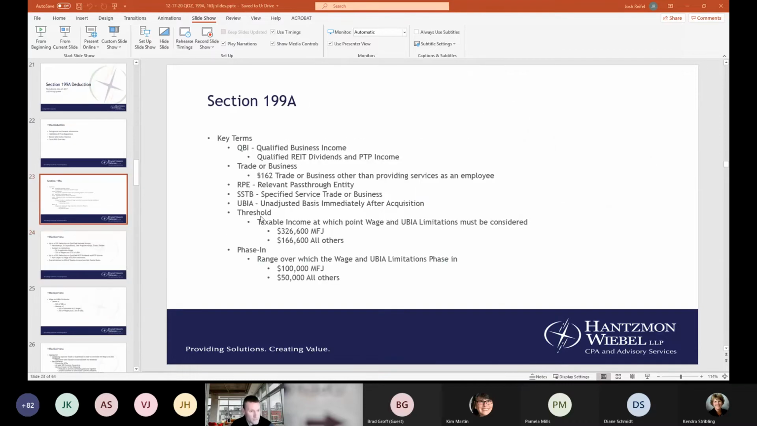So this right here, we're going to look at the threshold. The threshold is the only change for 2020 with regard to the 199A deduction. It is the taxable income at which the wage and UBIA limitations have to be considered. That has increased this year to $326,600 for married filing joint and $166,600 for all others. The phase-in ranges, $100,000 and $50,000, remain the same.